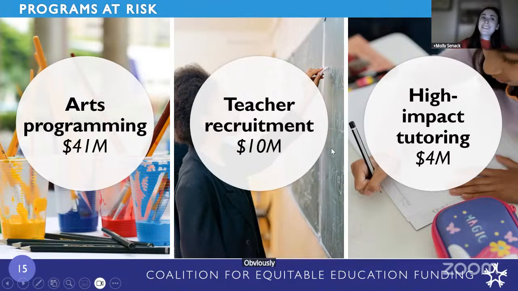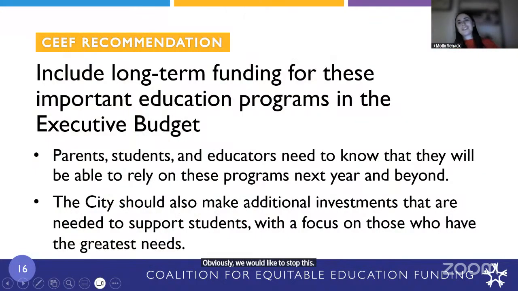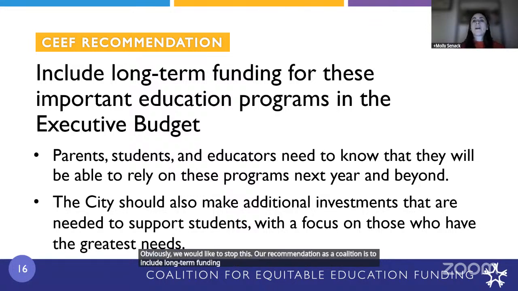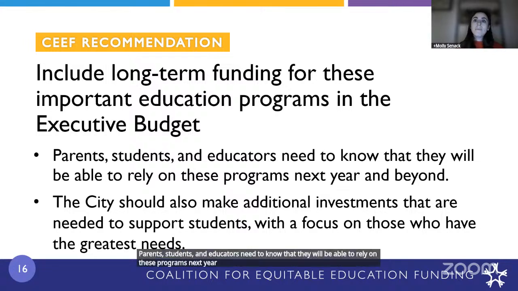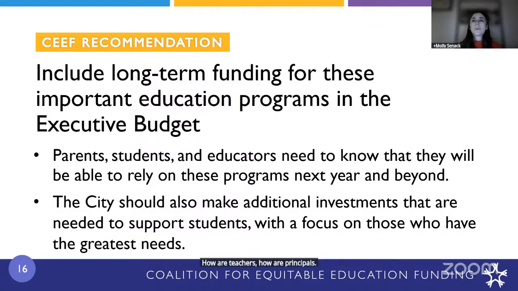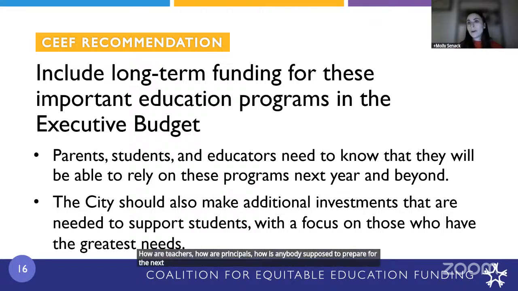Obviously, we would like to stop this. Our recommendation as a coalition is to include long-term funding for these education programs in the executive budget. Parents, students, and educators need to know that they will be able to rely on these programs next year and beyond, because even though right now we're talking about the danger of these programs expiring in June and students coming to school next year without these programs, right now on the administrative side, how are teachers, how are principals, how is anybody supposed to prepare for the next school year knowing that these programs could be cut?